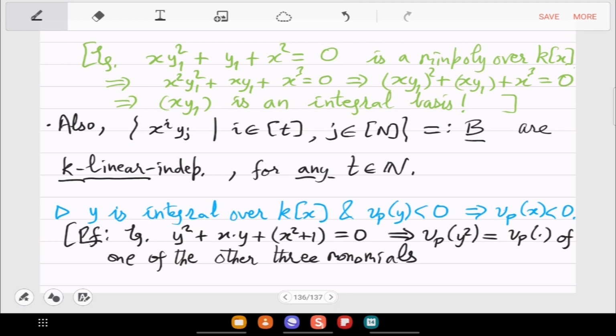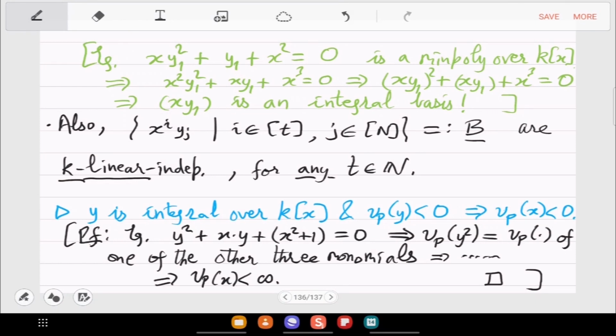But what if all of them have the same valuation, then the sum can be... No, not that problem. One has to divide. I am not making an exclusive statement. I am saying that valuation of y square is overlapping with something, and whichever thing it overlaps with gives you the same result, which is that valuation of x is negative. Is this clear? So you can look at the three cases here and you can see that everything works.